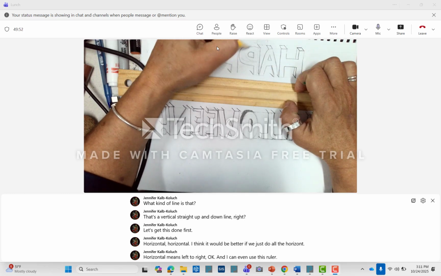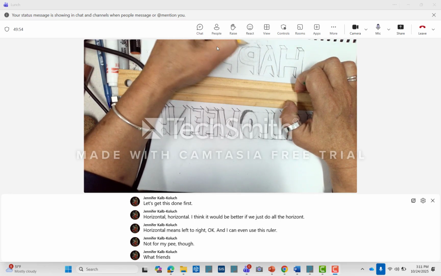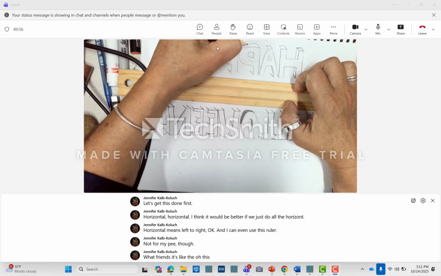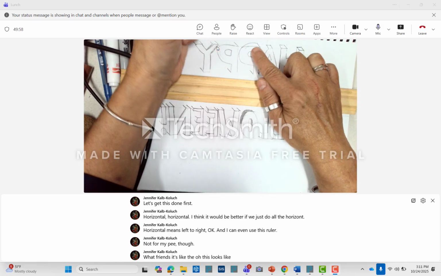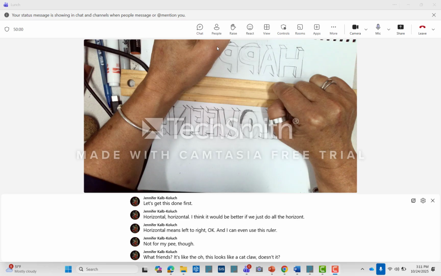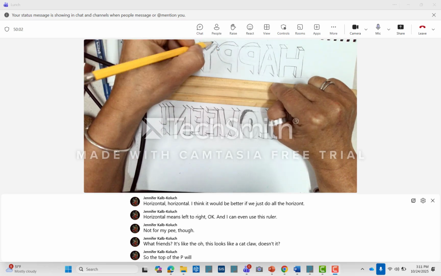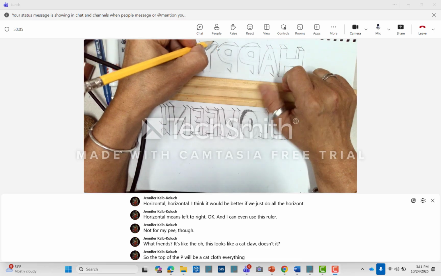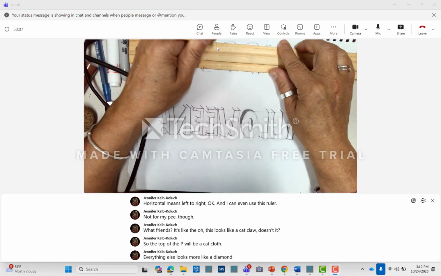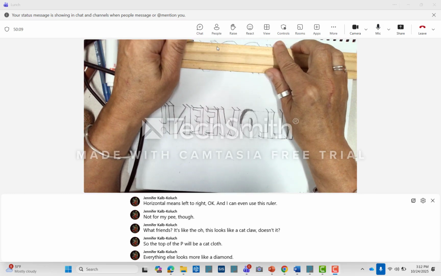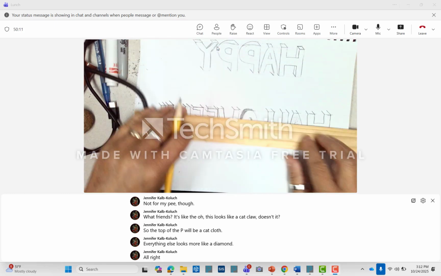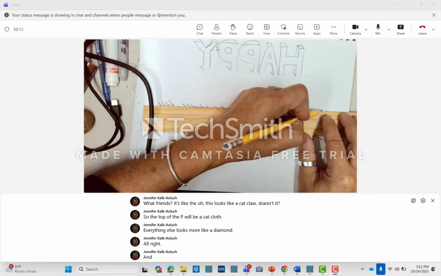Not for my P though. Look, friends, it's like the O. This looks like a cat claw, doesn't it? So the top of the P will be a cat claw. Everything else looks more like a diamond. All right. And let's keep it going.